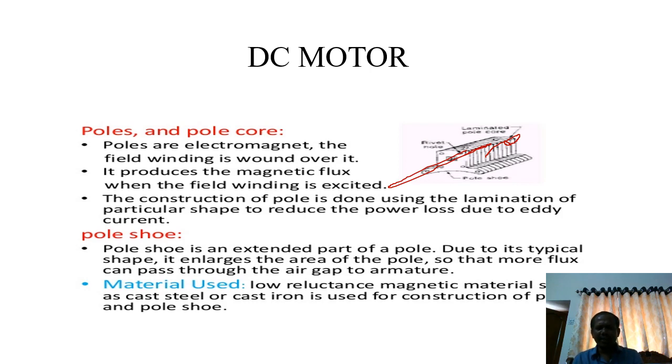It produces a magnetic flux when the field winding is excited. The construction of the pole is done using laminations of a particular shape to reduce the power loss due to eddy current. To avoid power loss, the poles are laminated to reduce the loss due to the effect of eddy current. You can observe the point where it is located.